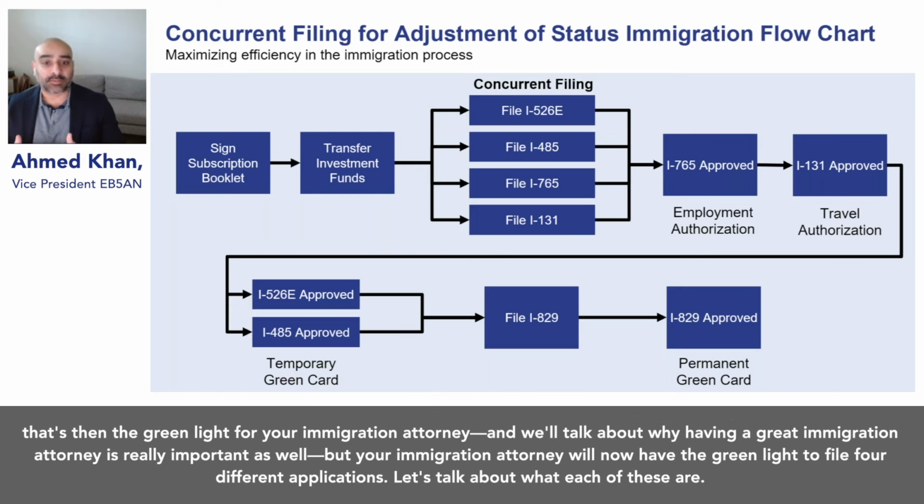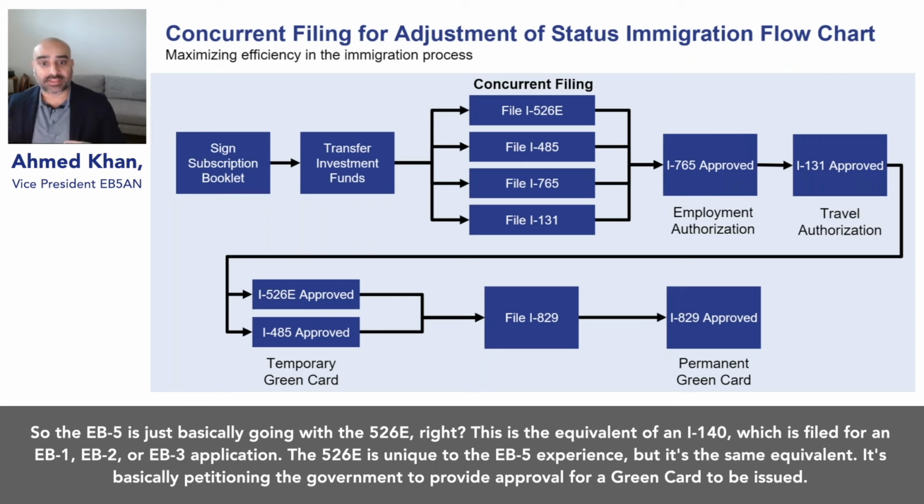That's then the green light for your immigration attorney. And we'll talk about why having a great immigration attorney is really important as well. But your immigration attorney will now have the green light to file 4 different applications. And let's talk about what each of these are. So the EB5 is basically going with the 526E, right? This is the equivalent of an I-140, which is filed for an EB1, EB2, or EB3 application. The 526E is kind of unique to the EB5 experience, but it's the same equivalent. It's basically petitioning the government to provide approval for a green card to be issued.